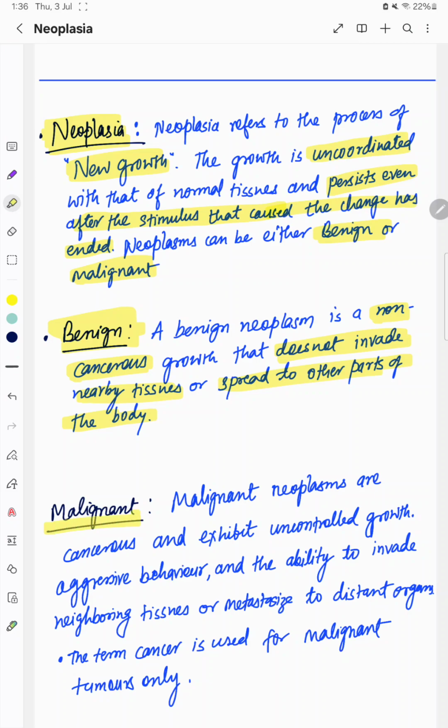Now malignant neoplasm. Malignant neoplasms are the cancerous neoplasms that exhibit uncontrolled growth. They have an aggressive behavior and the ability to invade neighboring tissue, and they can metastasize to distant organs. The term cancer is used for malignant tumors only.